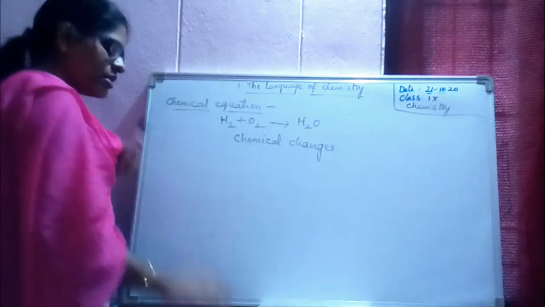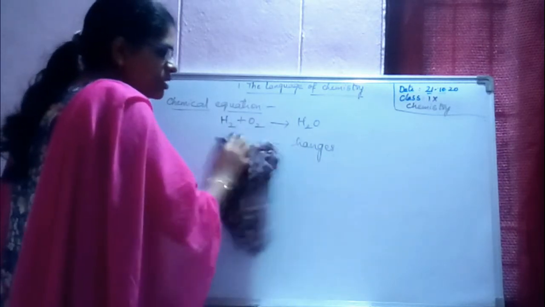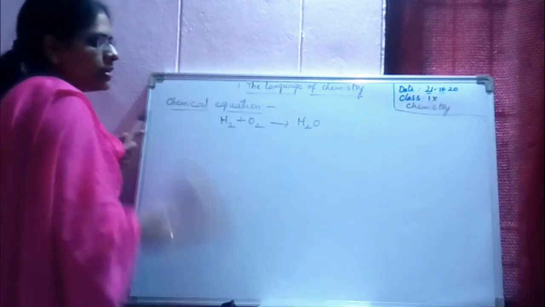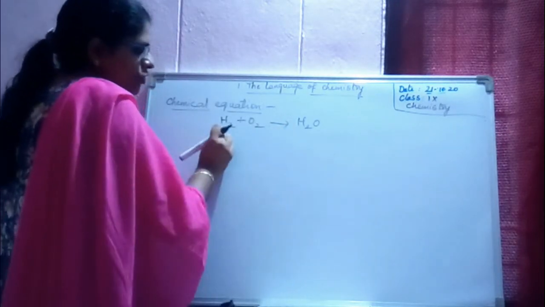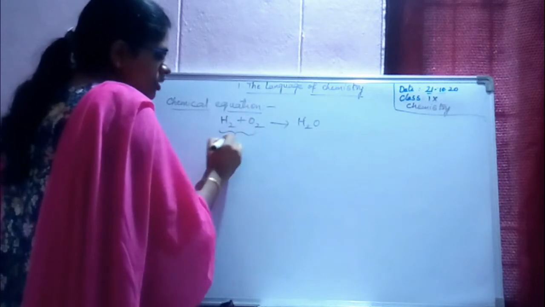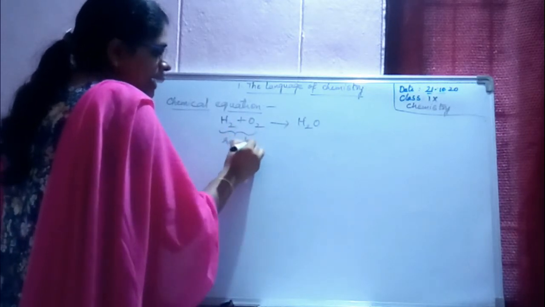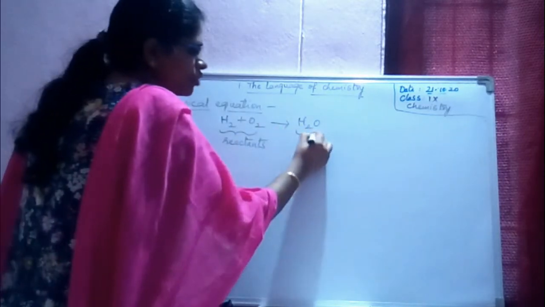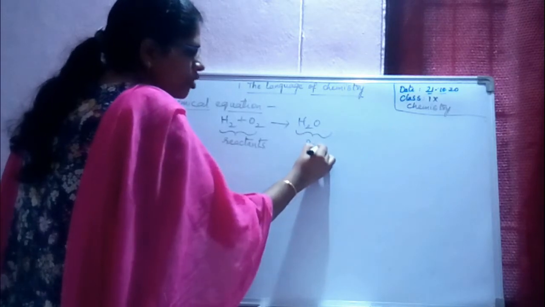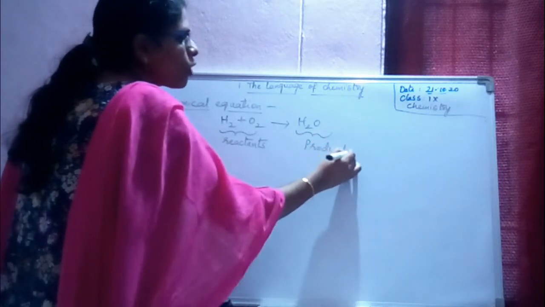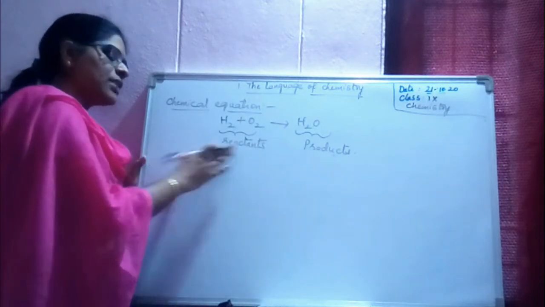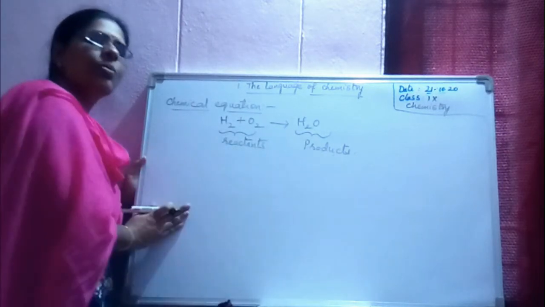Now in this chemical reaction or chemical equation, look at here. The left side of the arrow is always called reactants. What do we call them? Reactants. The right side, we call products. We call them reactants and products.